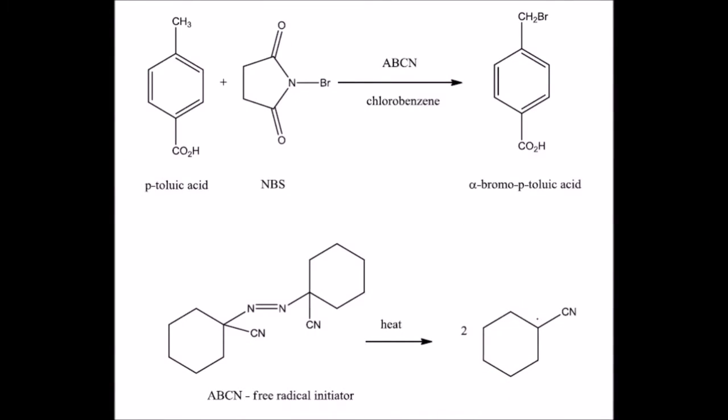Today you are going to be performing the synthesis of alpha-bromo-p-toluic acid. Free radical substitutions occur at benzylic positions because of their stability. NBS replaces hydrogen with bromine preferentially because of the stability of the free radical intermediate. The radical reaction is initiated by ABCN. The succinimide product is insoluble in chlorobenzene and can be separated.